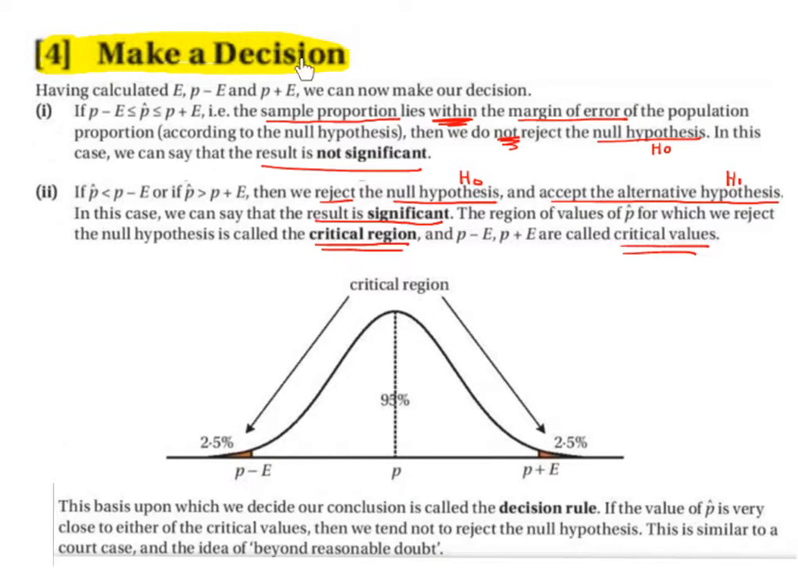Part 4. Make a decision. Having calculated E, P minus E, and P plus E, we can now make our decision.